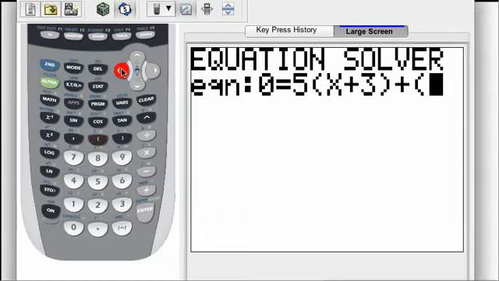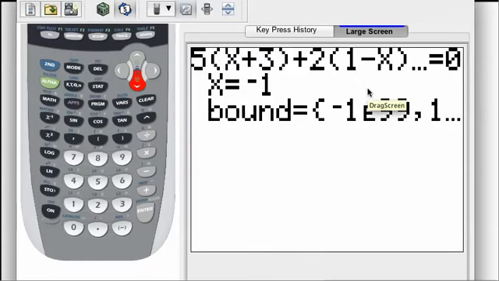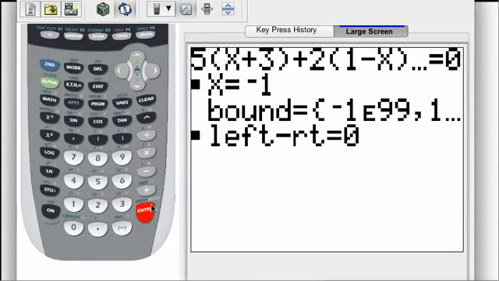Plus 2 parentheses 1 minus x, and I gotta subtract 14. That's the only little piece of work that I had to do to put this in the solver. But in other regards, it's the same. So pressing alpha enter, and we get -1. So it works just the same way. But it's got to be in terms of 0. That's the only downer.